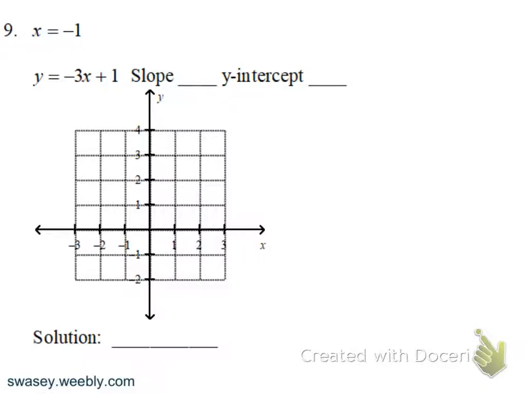X equals -1. Find -1 on the x-axis, draw your vertical line. Second one, our slope is -3/1. Y-intercept's 1, so put a point at 1, go up 3 to the right 1. Sorry, down 3 to the right 1. Or up 3 to the left 1. Connect those, you should see them intersecting at the point -1, 4.